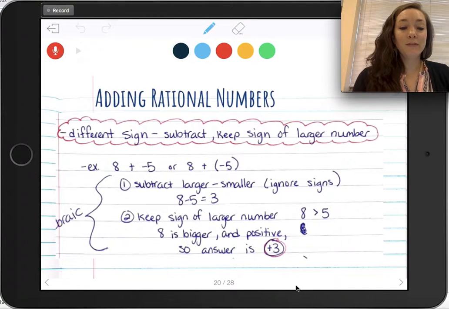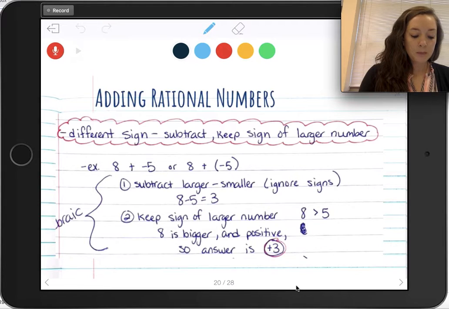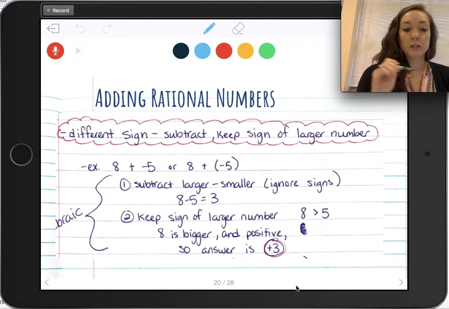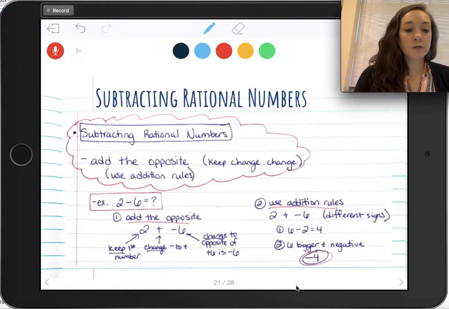Then if we have different signs, we have to take the difference or subtract the numbers and then keep the sign of the number that's bigger. So the example here, 8 plus negative 5, you're going to subtract 8 minus 5, ignoring the negatives. You get 3. Then you're going to keep the sign of the larger number or the number that is further away from 0. So 8 is further away from 0 and it's positive, so our answer is going to be positive.